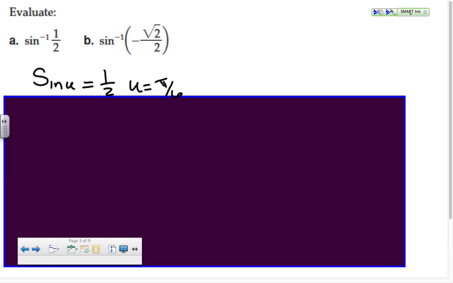So what we're going to do here is look at the idea of sine of u equals negative root 2 over 2. I want you to think about that on the graph for a moment. When we do the inverse function, it's going to go something like this. If we're looking for negative root 2 over 2, it's going to be somewhere down here.